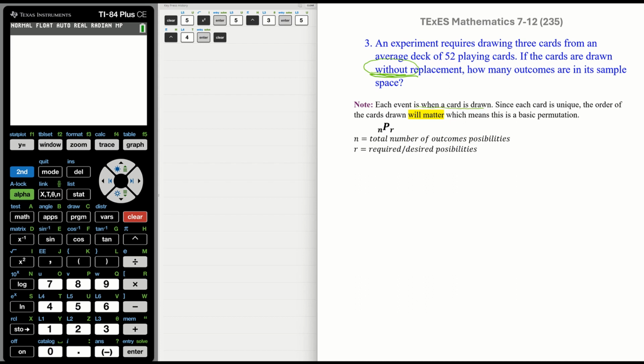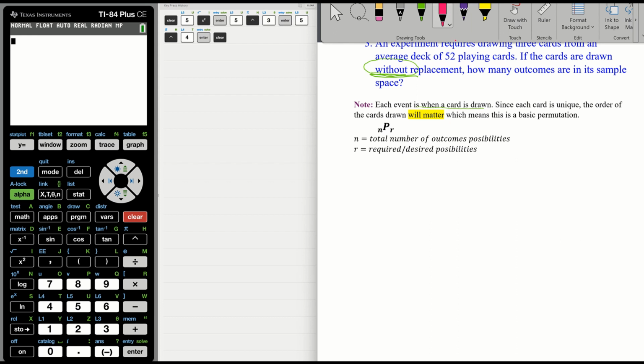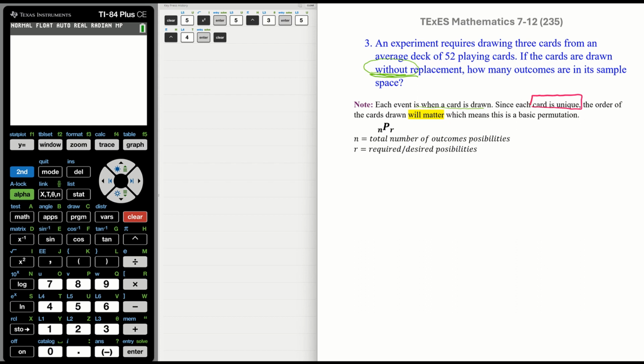Not only that, each card is unique, meaning that in a deck of cards, we don't have repetition. There are not two 10 of diamonds. There's only one. It's unique. Since each card is unique, the order of the cards drawn will matter, which means this is a basic permutation. And this is our permutation.